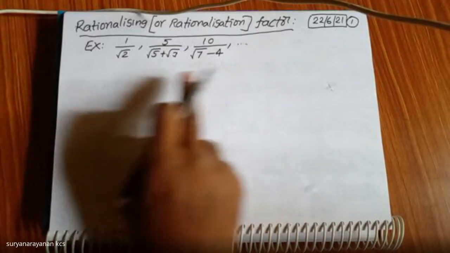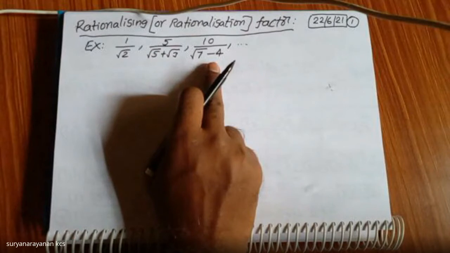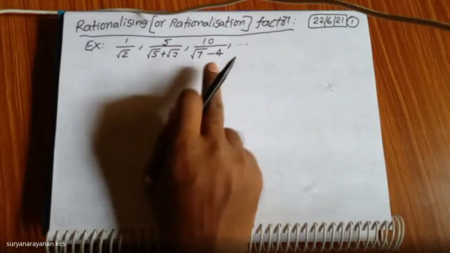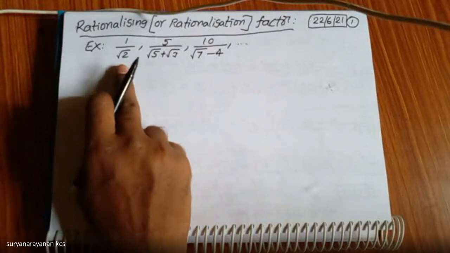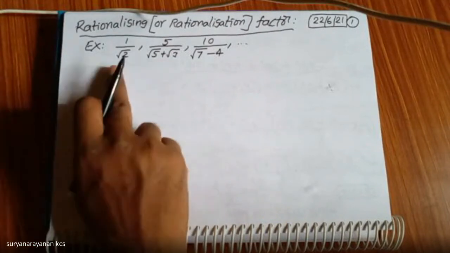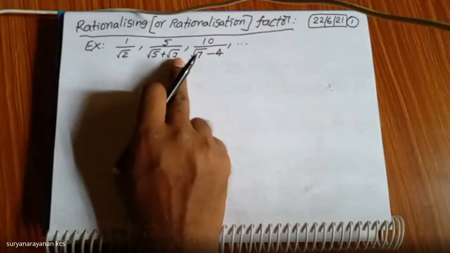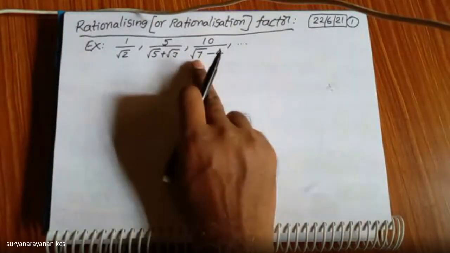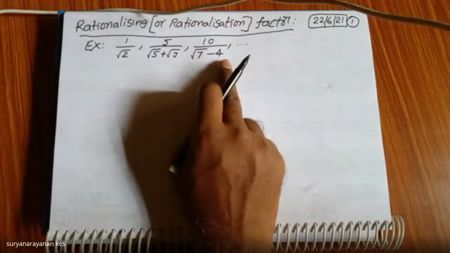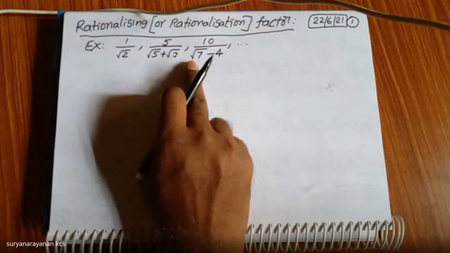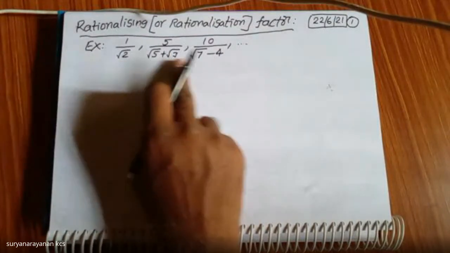In these fractions, if you observe the denominator, all the denominators are irrational numbers. Root 2 is an irrational number. Root 5 plus root 3 is also an irrational number. Root 7 minus 4 is also an irrational number. In all these cases, in the denominator, we got irrational numbers.